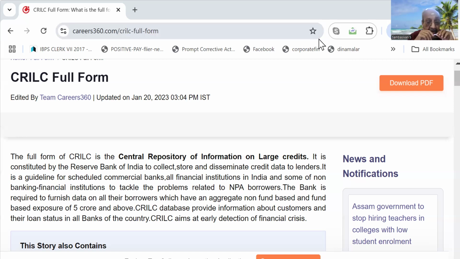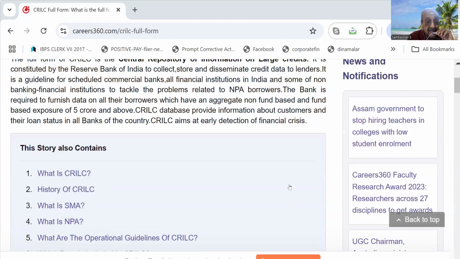The bank is required to furnish data on all their borrowers which have an aggregate non-fund based and fund based exposure of 5 crore and above. The CRILC database provides information about customers and their loan status in all banks of the country. CRILC aims at early detection of financial crisis.